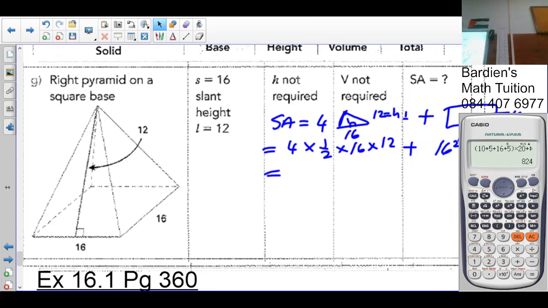Okay, so it's going to be 4 times a half times 16 times 12 plus 16 squared gives you 640 units squared. Okay, any confusion here, people? No?